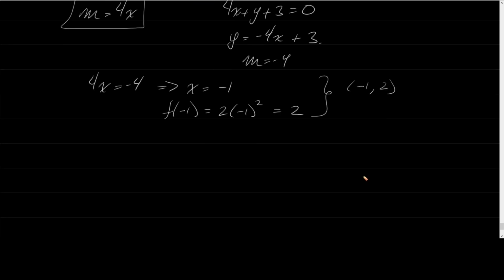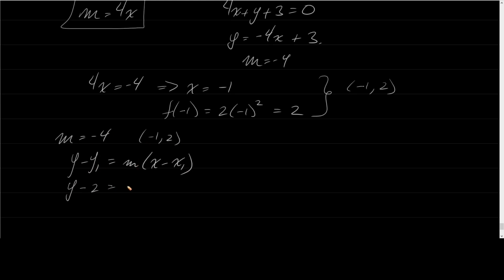So now we've got our slope. Our slope is negative 4, and we've got a point, negative 1, 2. To find the equation of that line, we have a point and a slope, so the point-slope formula: y minus y1 is equal to m times x minus x sub 1. Plug in our point and the slope: y minus 2 is equal to negative 4 times x minus negative 1. X minus negative 1 is really x plus 1, right?